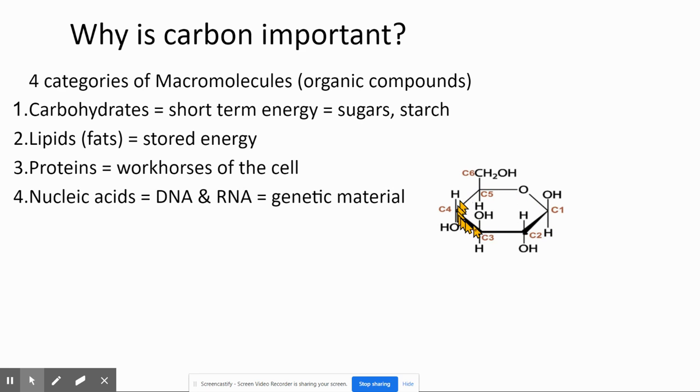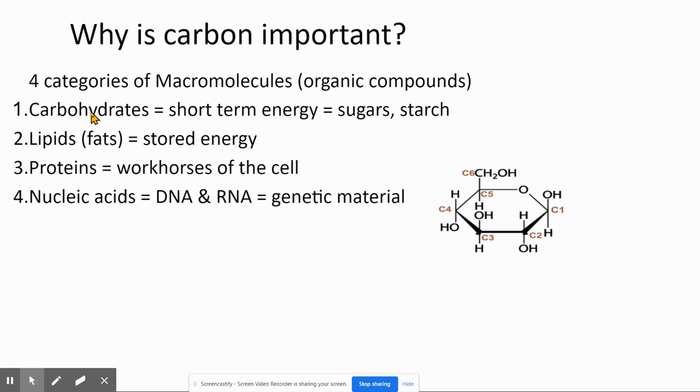So this is actually glucose, and it has 6 carbons. So this is the first carbon, second carbon, third carbon, fourth carbon, fifth carbon, sixth carbon. And then it also has hydrogens attached, right? So when you break this bond right here, it actually gives you energy. So if you eat sugar, you get energy because it has a lot of those carbon-hydrogen bonds.